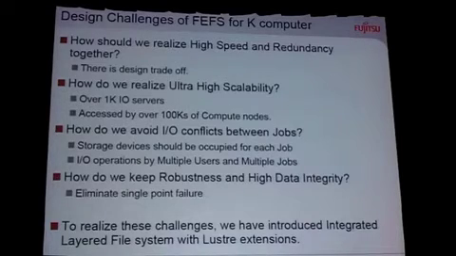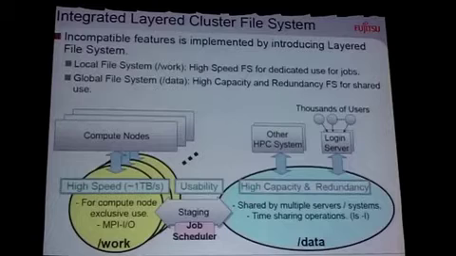We have introduced an integrated cluster file system, a layered file system. Maybe this was presented in the morning presentation, almost the same policies. So we divided it into 2 file systems, local and global. The local file system is optimized for high performance, for computations, high speed, dedicated, and temporary use. The second, the global file system, is optimized for high capacity and redundancy, and shared by multiple servers and other classes in the user jobs.